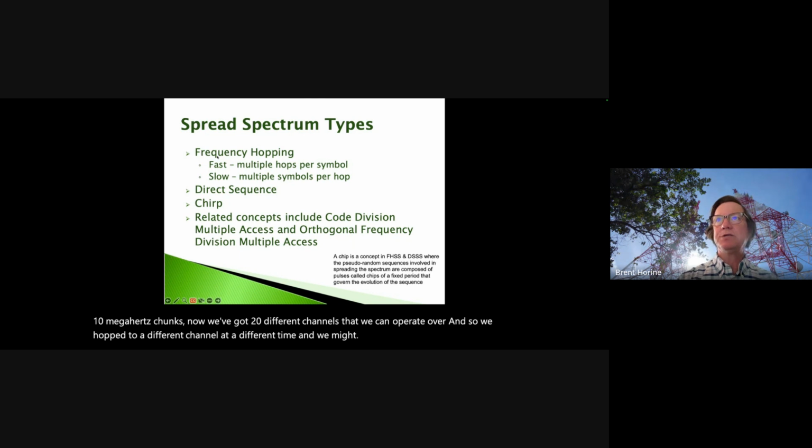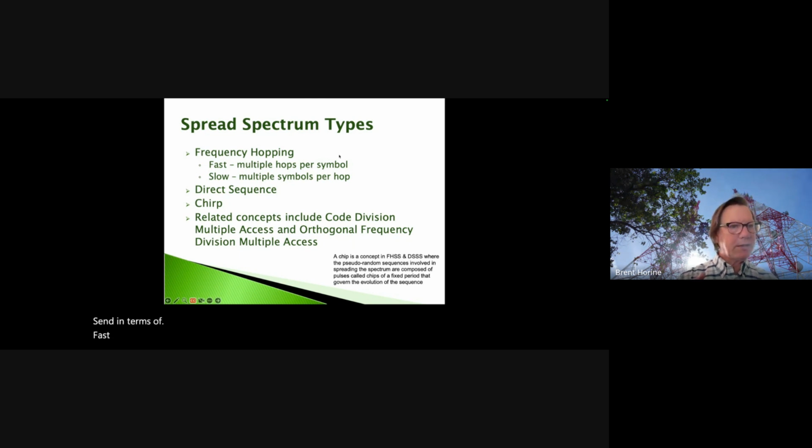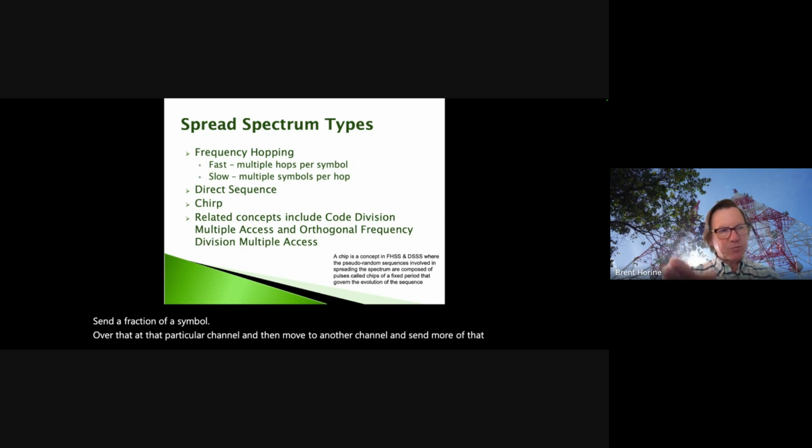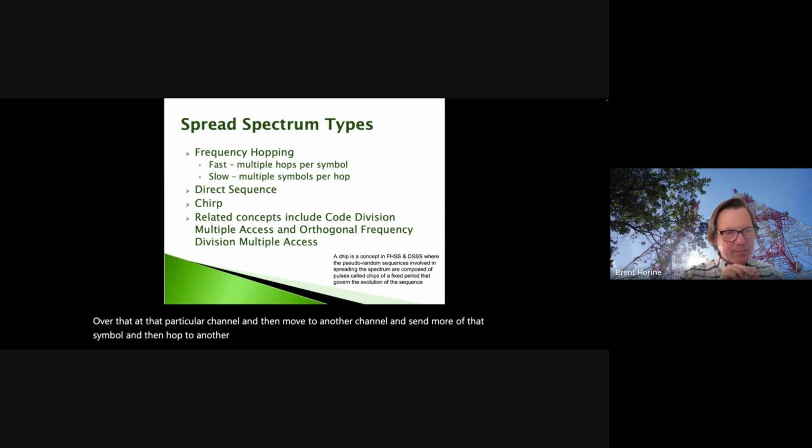And we might, in terms of fast hopping, send a fraction of a symbol at that particular channel, and then move to another channel and send more of that symbol, and then hop to another channel and send maybe the remaining part of that symbol, right? Versus slow hopping, where we would be able to send multiple symbols per hop, right?